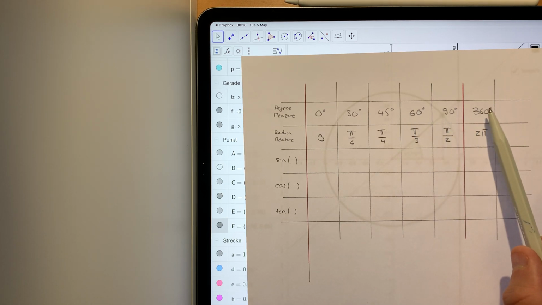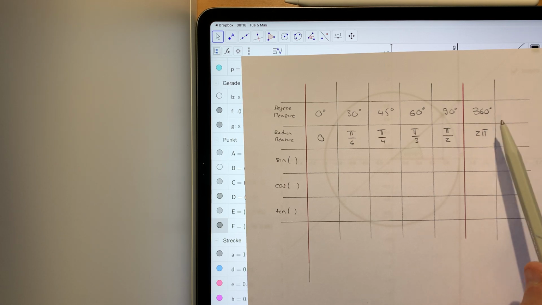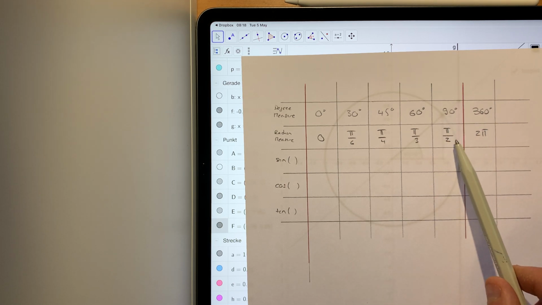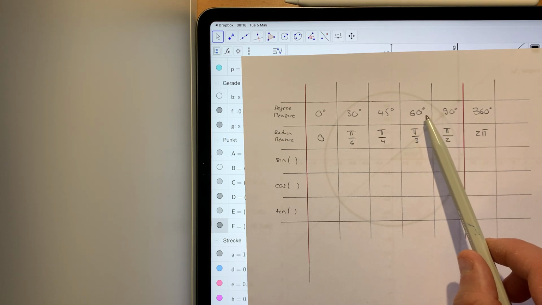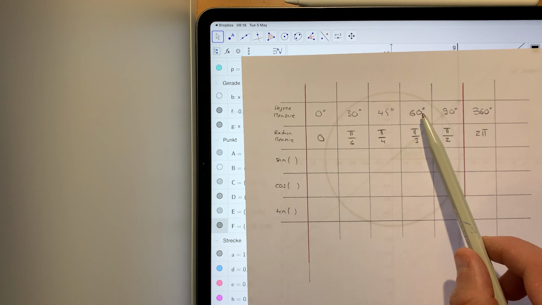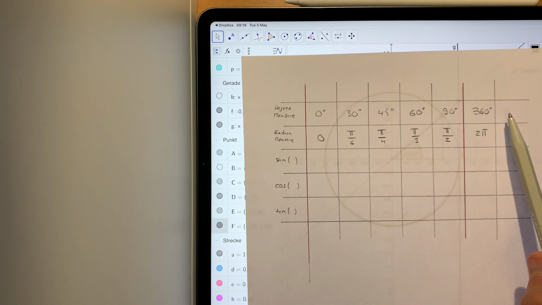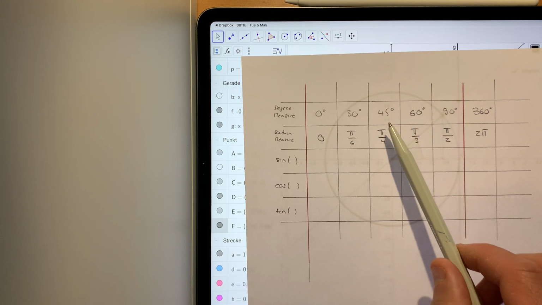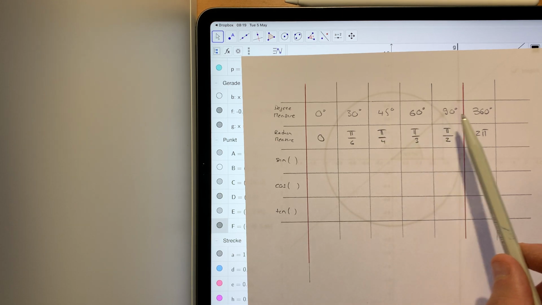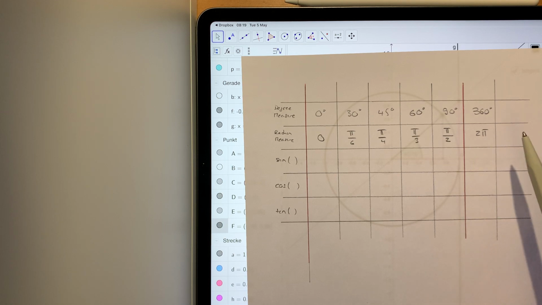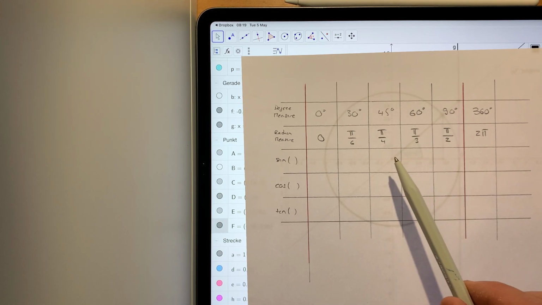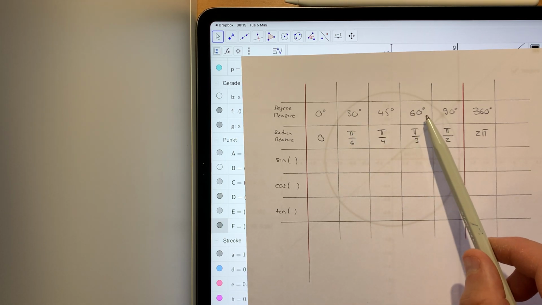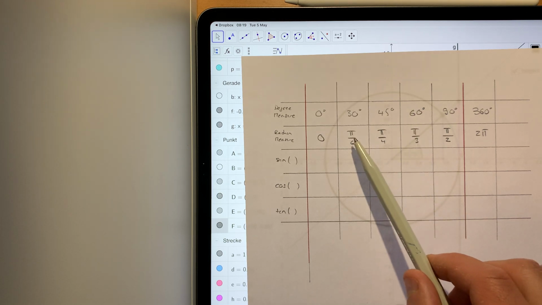Well, 360 degrees, the full turn, is in fact 2 pi. Then this is a quarter of it, so it's pi halves. This is now half of it, so 180 degrees, that would be pi. So this is pi thirds, 60 degrees. 45 degrees is an eighth of this, 2 pi divided by 8, so it's pi quarters. And 30 degrees is again half of 60 degrees, so it's pi over 6.